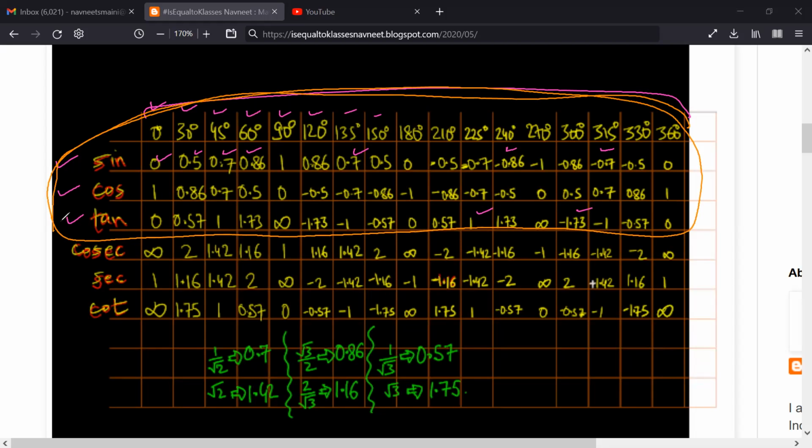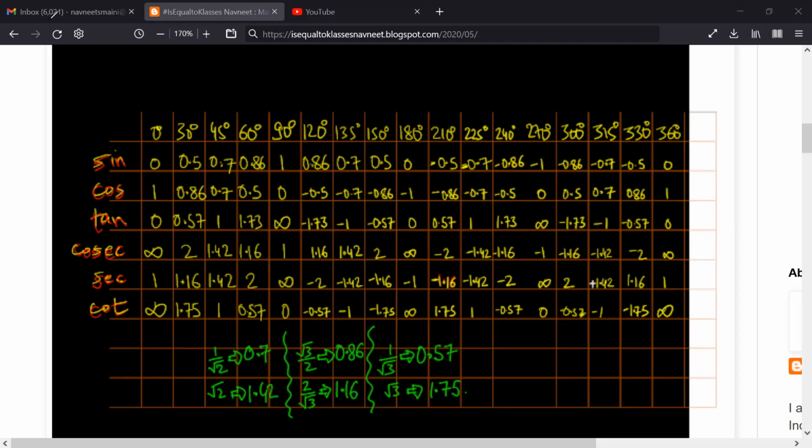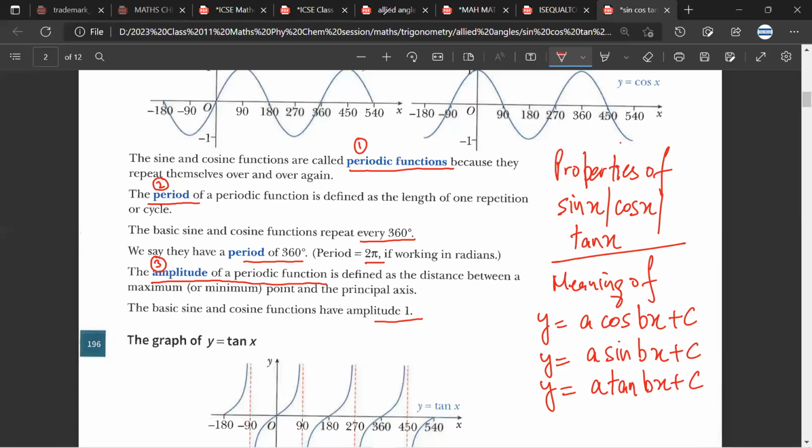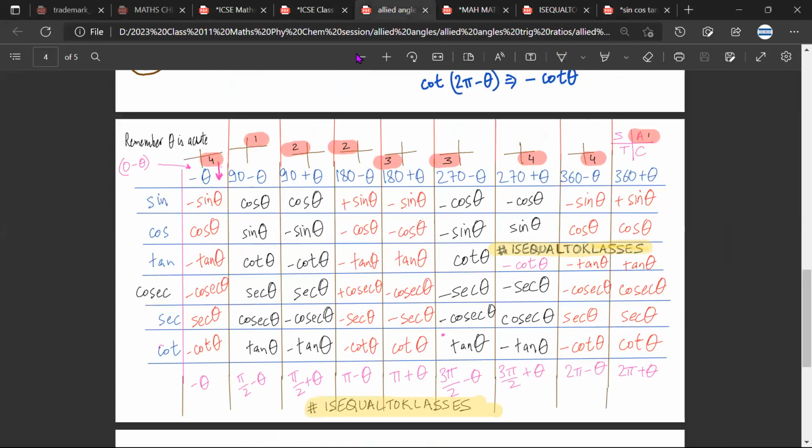Because now we have done the trigonometric identities, we have understood all sine, tan, cos. In the last lecture, we understood how to find the values of allied angles. We did all that stuff. To complete this table, we require knowledge of how to find the allied angles. This is what we did in the last lecture.